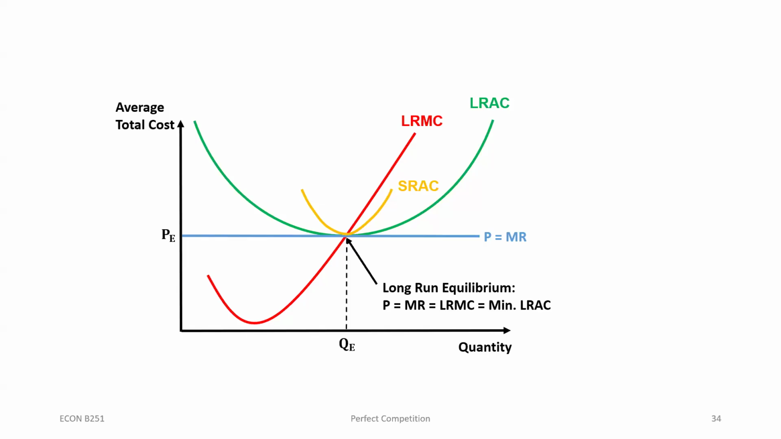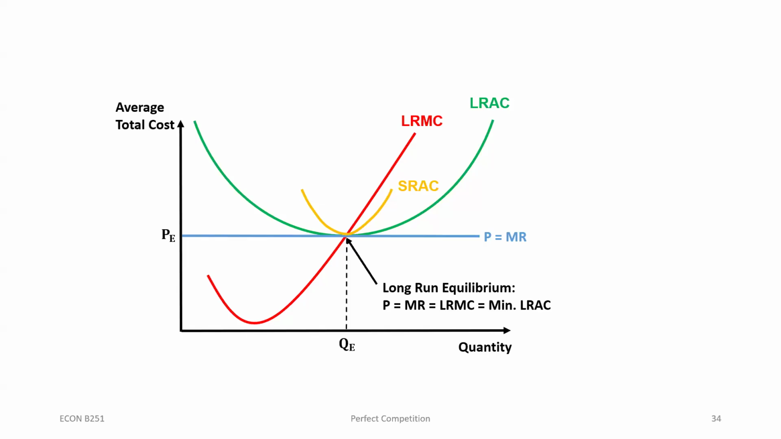All right, that's a nice result. It's not hard to remember that in the long run, everything that we've talked about is equal to each other. Price is equal to marginal cost, equal to marginal revenue, equal to average total cost, equal to average variable costs. Now, what's also going to be true in the long run, the equilibrium quantity that we see is also going to be at the lowest possible point on our long run average total cost curve.